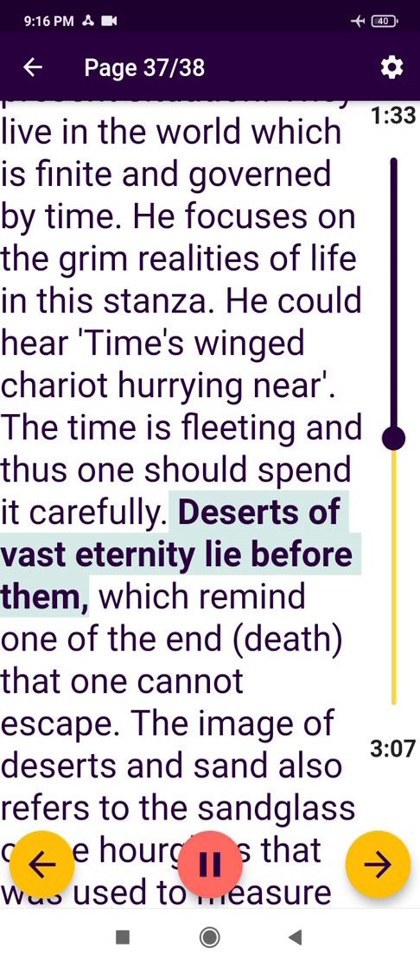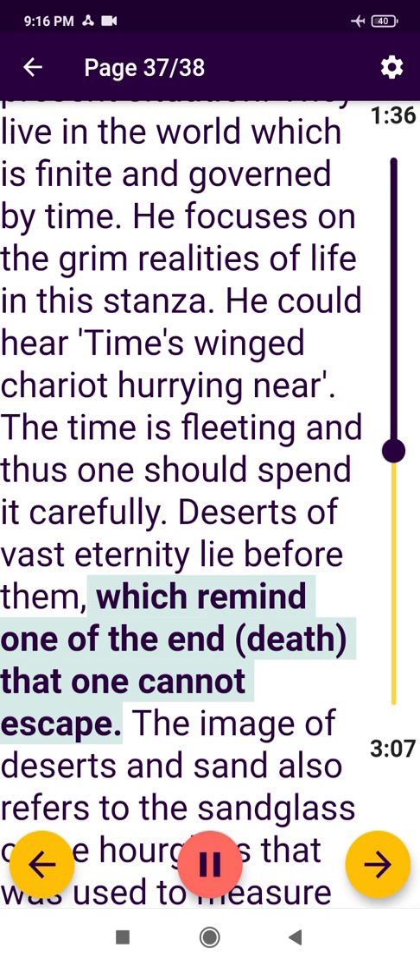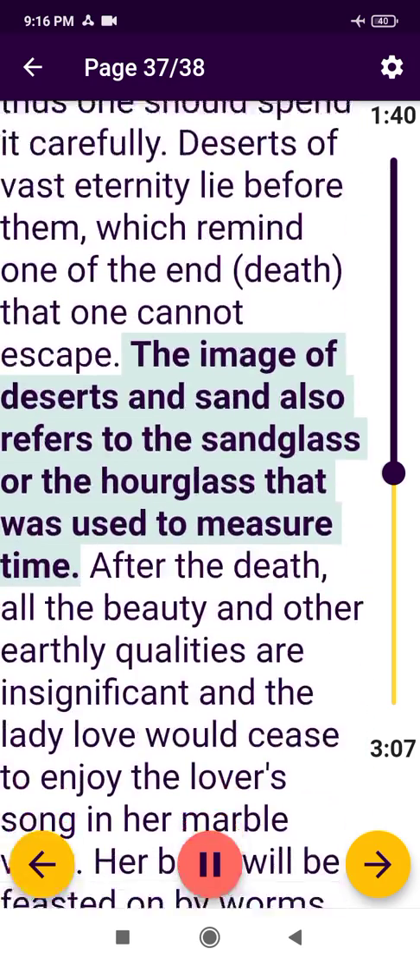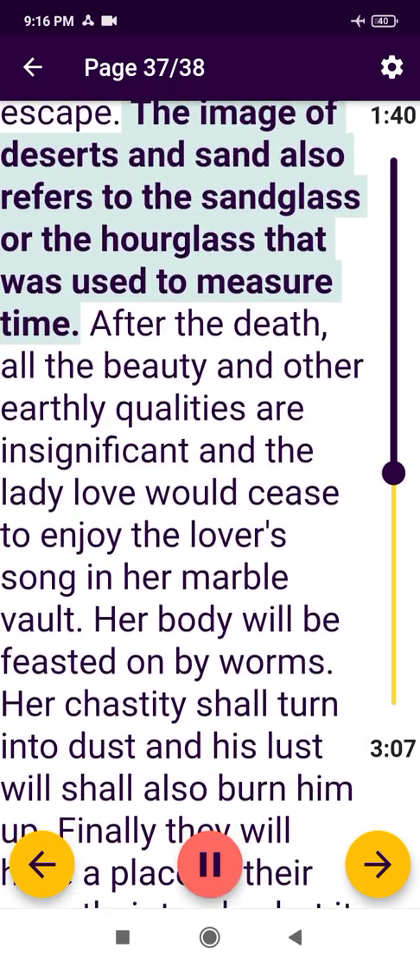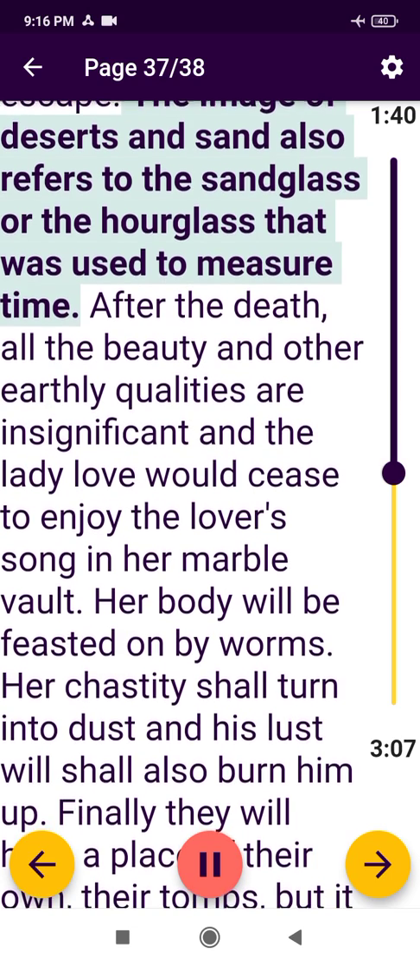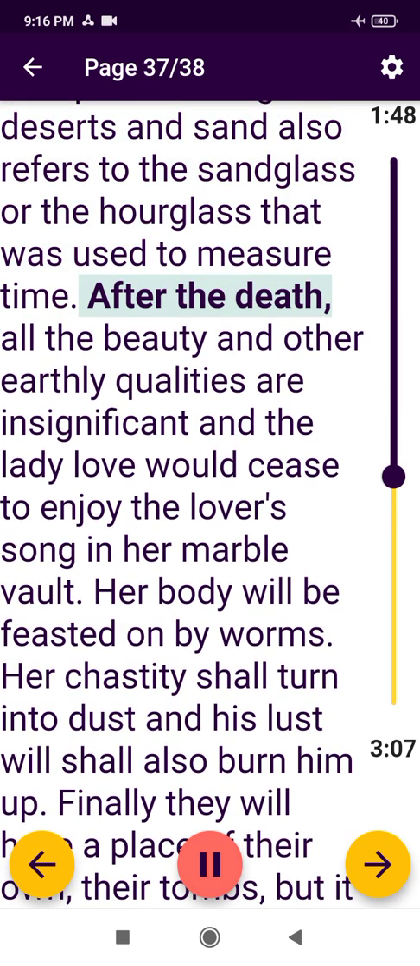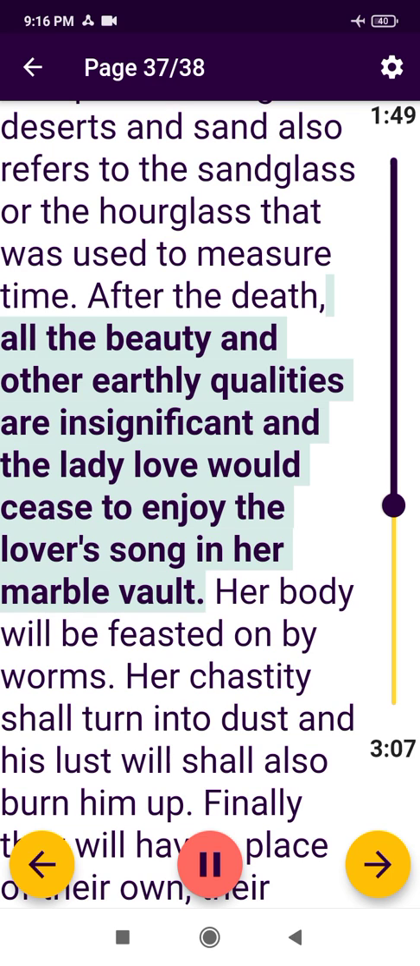Deserts of vast eternity lie before them, which remind one of the end, death, that one cannot escape. The image of deserts and sand also refers to the sandglass, or the hourglass that was used to measure time. After death, all the beauty and other earthly qualities are insignificant, and the lady love would cease to enjoy the lover's song in her marble vault.